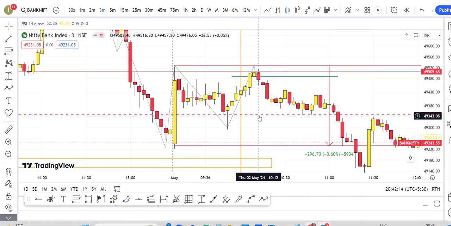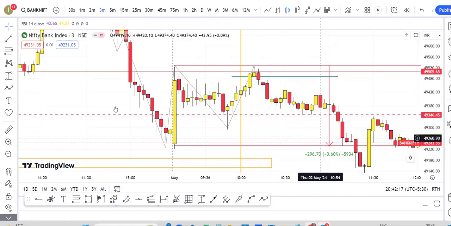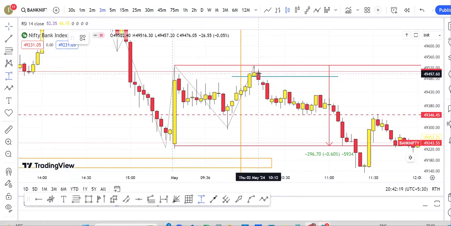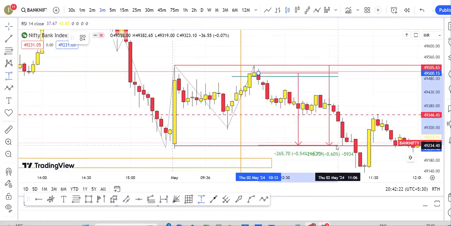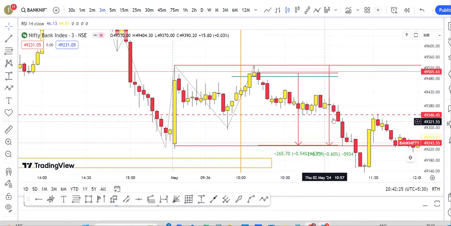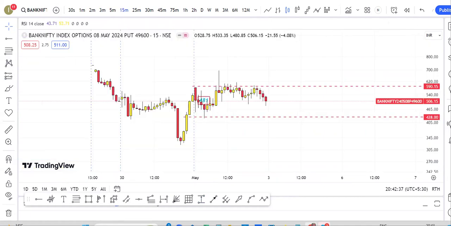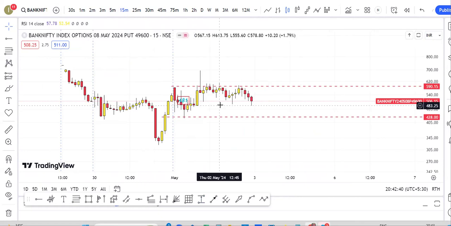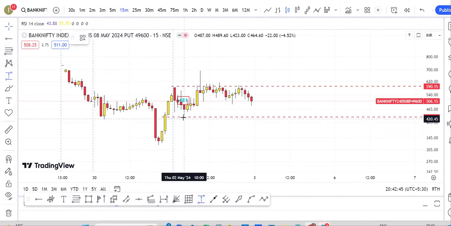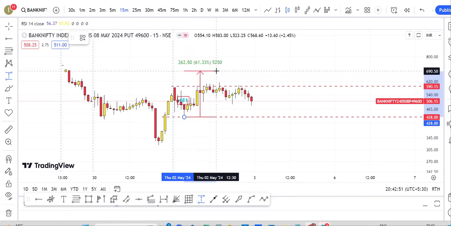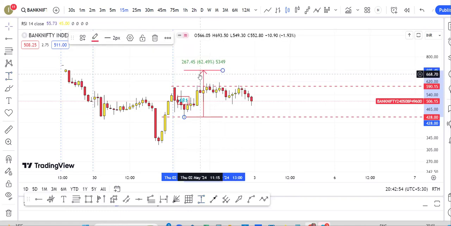So what are you expecting for the fall? You are expecting how many points? 265 points in the Bank Nifty. That is to the level of 49,240. 260 points. So you have entered here. From here to here, right? We cannot enter exactly at this. Here to here, this is an aberration actually.